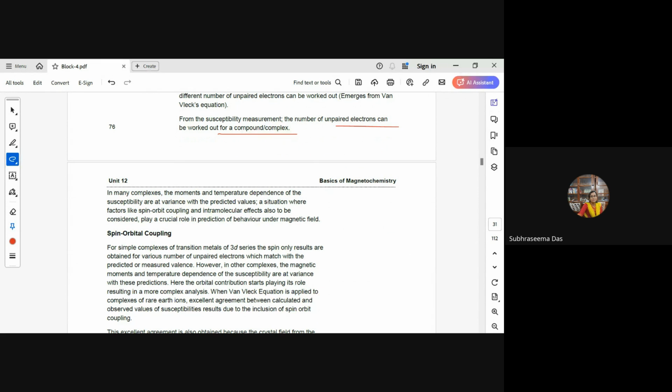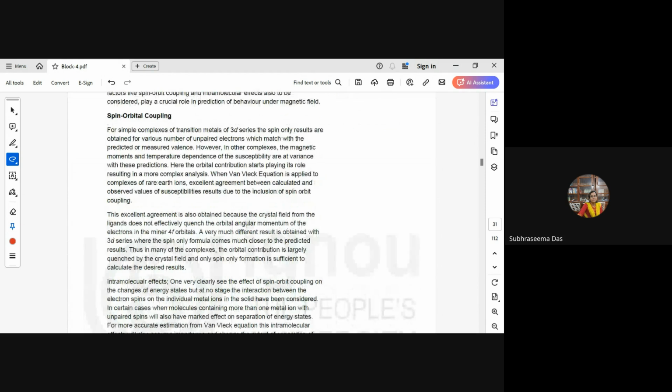So in many complexes, it has been found that the moments and the temperature dependence are actually at variance with their predicted values. So here, the spin orbit coupling and the intermolecular effects need to be considered before the actual calculation of the chi m. Now, with spin orbit coupling for simple complexes of transition d metals, the spin only results are obtained.